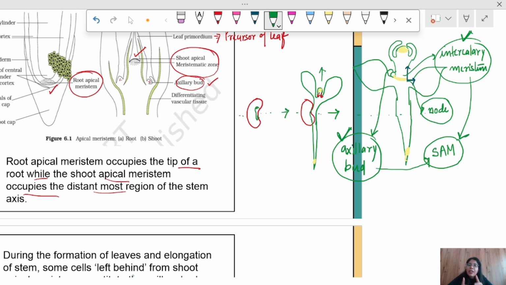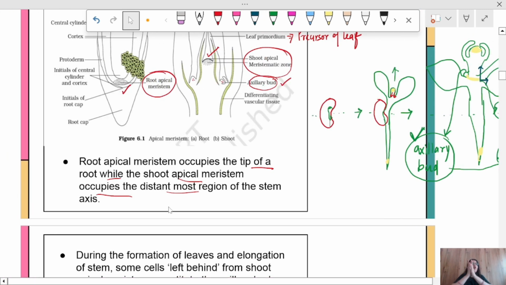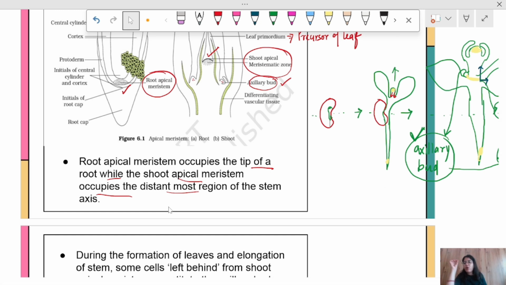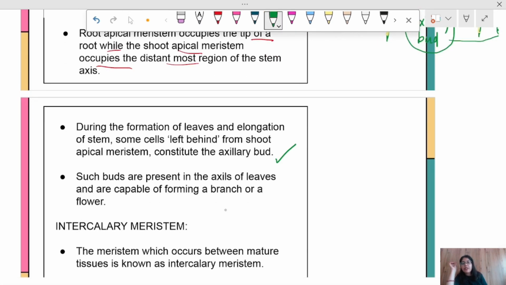So shoot apical meristem is responsible for being present in the axillary bud and intercalary meristem. They are derived from shoot apical meristem, you can say this. Okay, so understood how these axillary buds are formed. Axillary bud is very important because it is responsible for making either a branch or a flower. Okay, fine. So this is written.